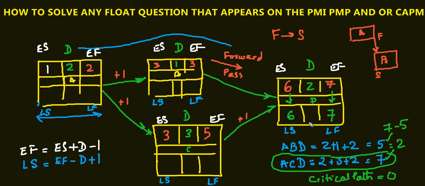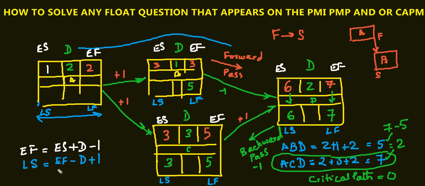Whenever you're going backwards, this is called the backward pass, always subtract 1. So 6 minus 1 is 5. Now use the same formula. 5 minus 3 plus 1. 5 minus 3 is 2, plus 1 is 3.